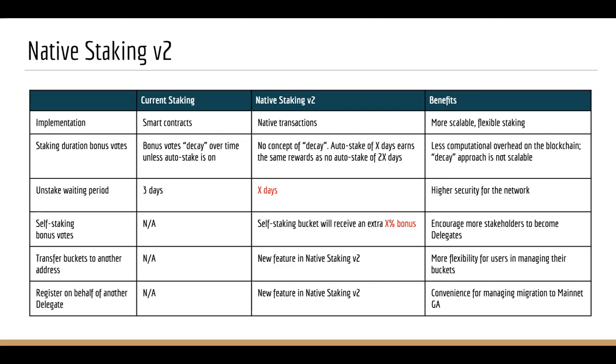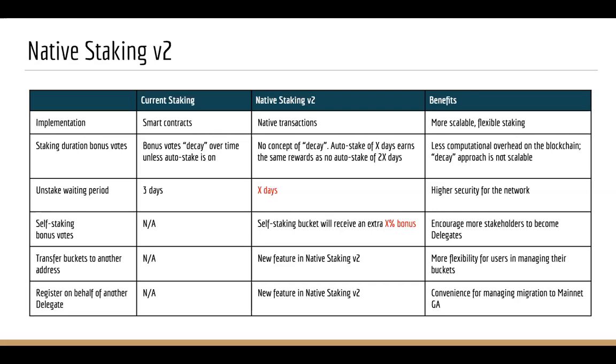The reason why we are doing NSV2 is because NSV1, using a contract, has a lot of downsides. For example, it's not scalable. If there are too many buckets in the smart contract, that makes the chain, the protocol, go through all the buckets very slowly. So I think that's problem 1.